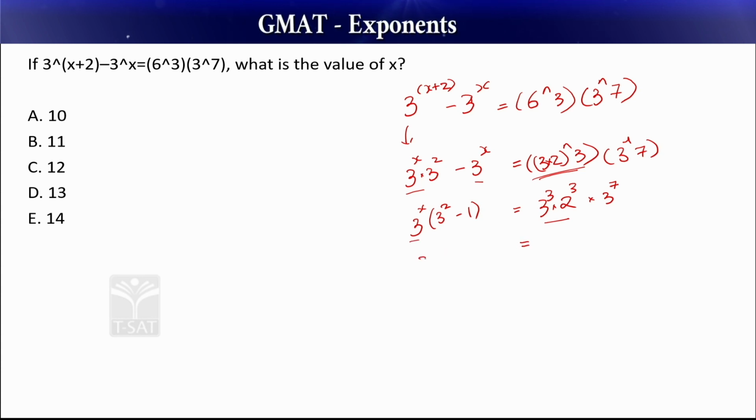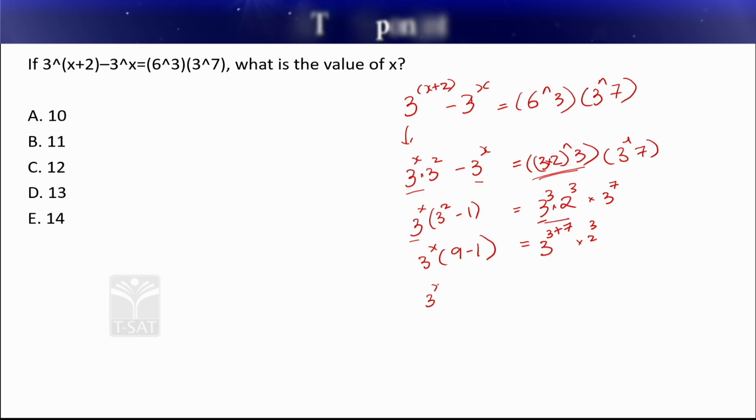So here you are left with 3 to the power of x into 3 square, which is nothing but 9, 9 minus 1, and here we can multiply 3 to the power of 3 by 3 to the power of 7, and it turns out to be 3 to the power of 3 plus 7, and your 2 is 2 to the power of 3. So 3 to the power of x into 9 minus 1, which is nothing but 8, and 3 plus 7 is nothing but 10.